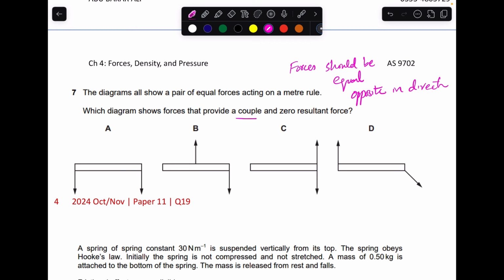So this will not be a couple. This can be a couple, they are equal and opposite. Why is this not a couple? Because the line of action of the forces is the same. When the line of action of the forces is the same, this will also not be a couple. It will not produce any moment. The resultant force is zero in that case as well, but there is no couple, there is no moment in that case. So this will not be the option. Option B is correct.